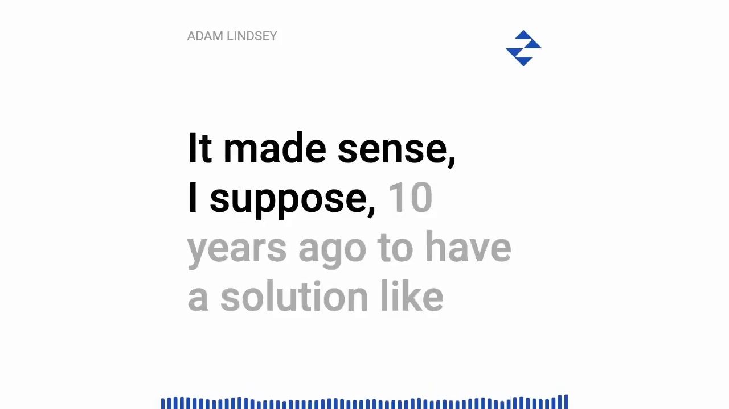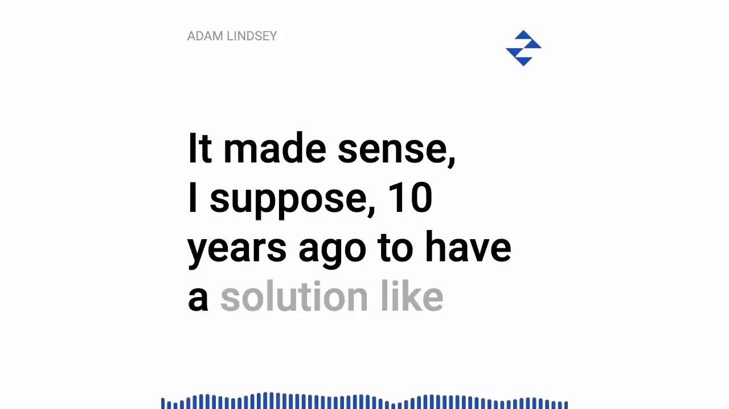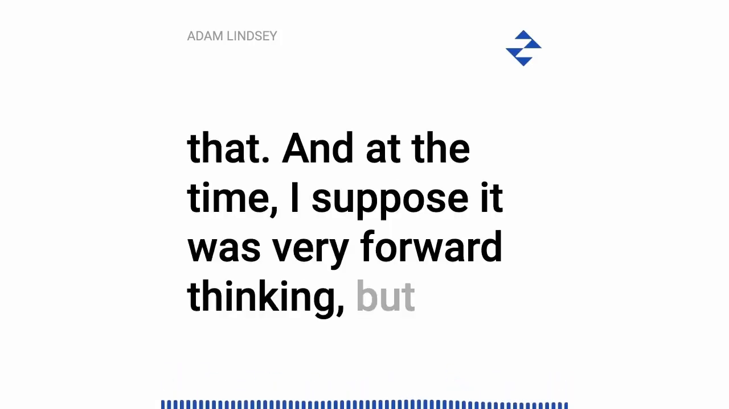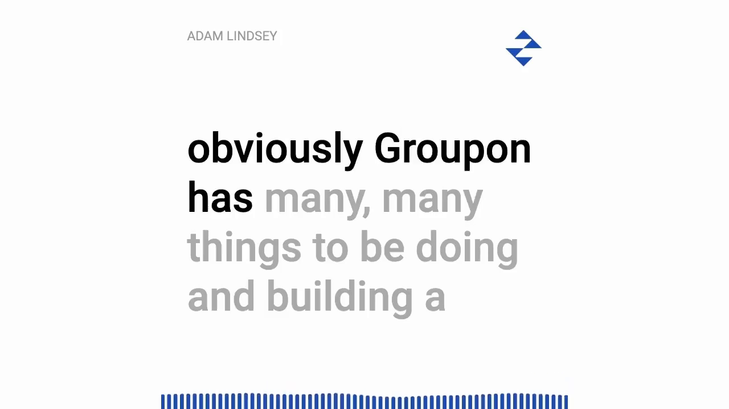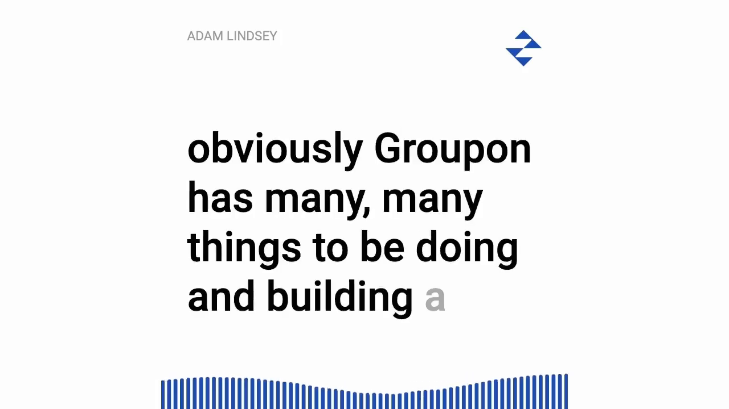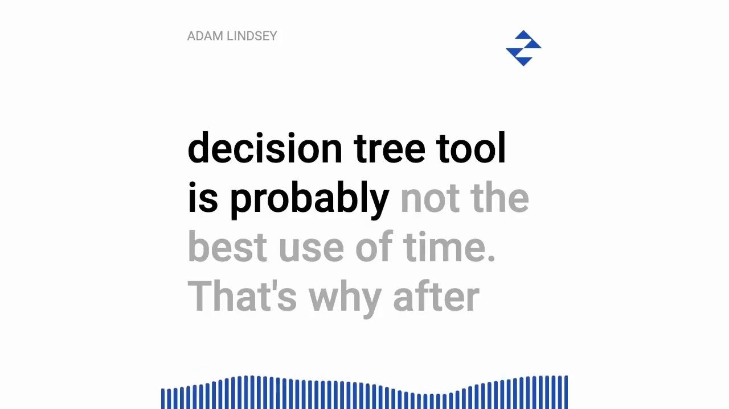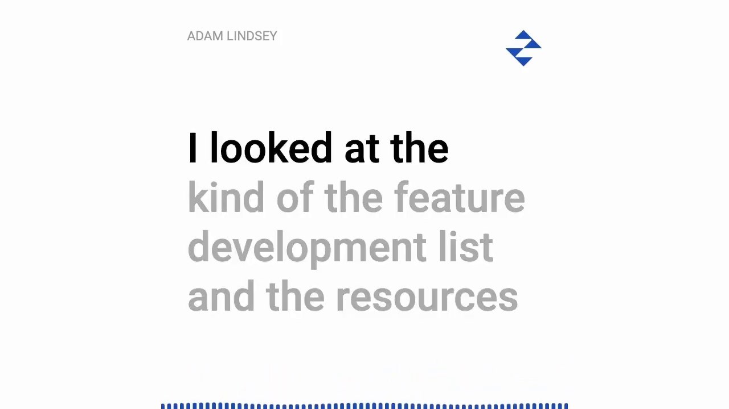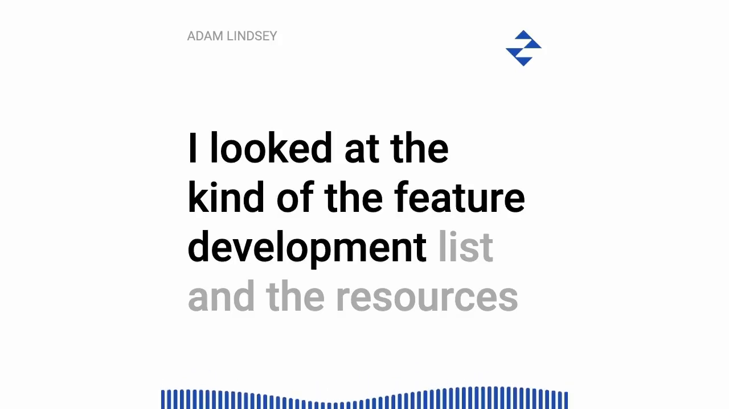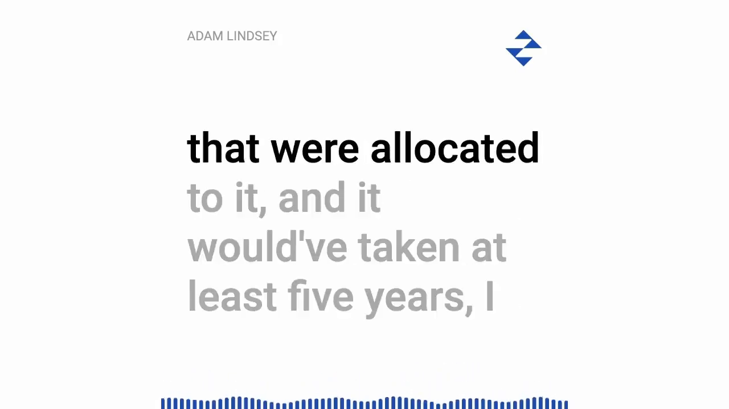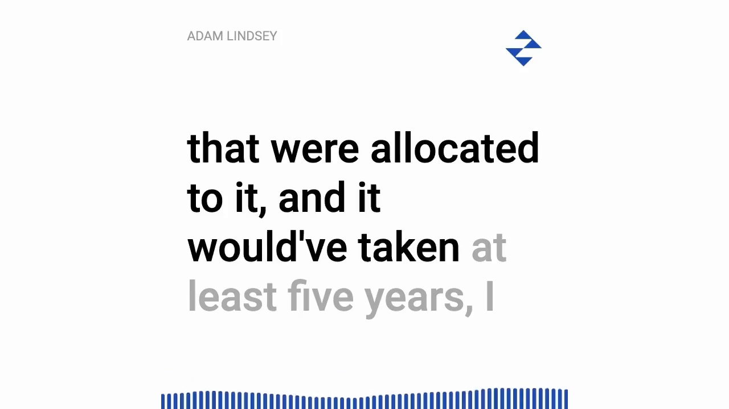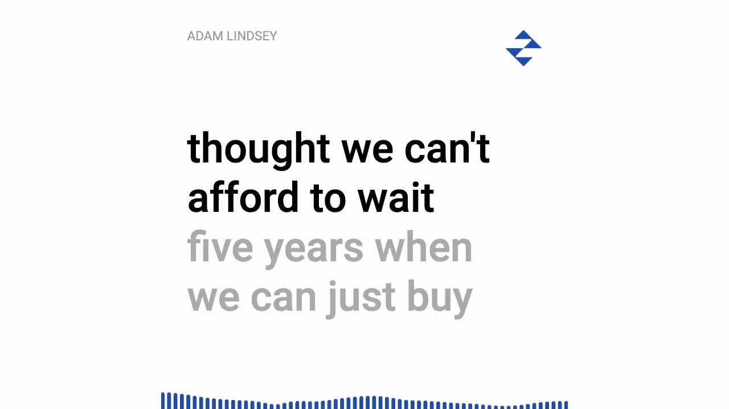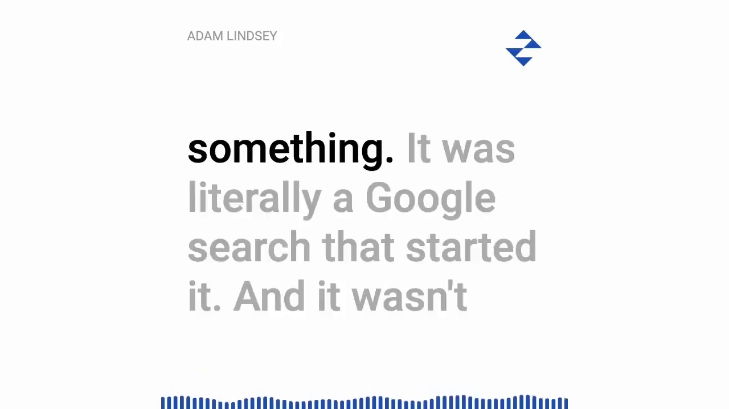It made sense, I suppose, 10 years ago, having a solution like that. And at the time, I suppose it was very forward thinking, but obviously Groupon has many, many things to be doing, and building a decision tree tool is probably not the best use of time. That's why, after I looked at the future development list and the resources that were allocated to it, and it would have taken at least 5 years, I thought, we can't afford to wait 5 years when we can just buy something.